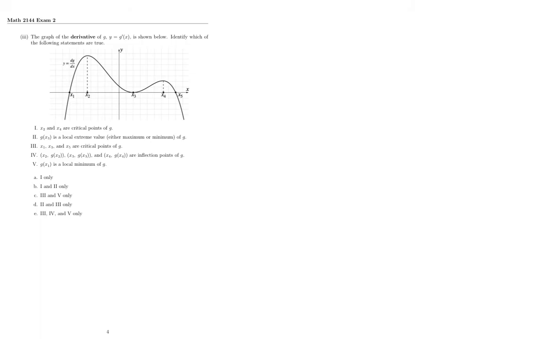Okay, on this one, I'm given the graph of the derivative of G. So that's the derivative, and I want to identify which of the following statements are true. So the question is, are x2 and x4 critical points of G? Critical points of G would be values when G prime equals 0. So at x2 and x4, is G prime equal to 0? Well, I'm given a graph of G prime, and I can see that the value of G prime is non-zero. It's positive, so that is incorrect.